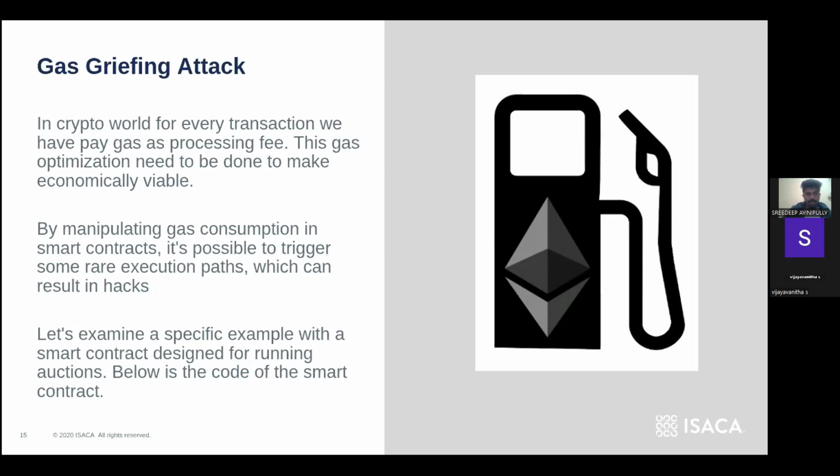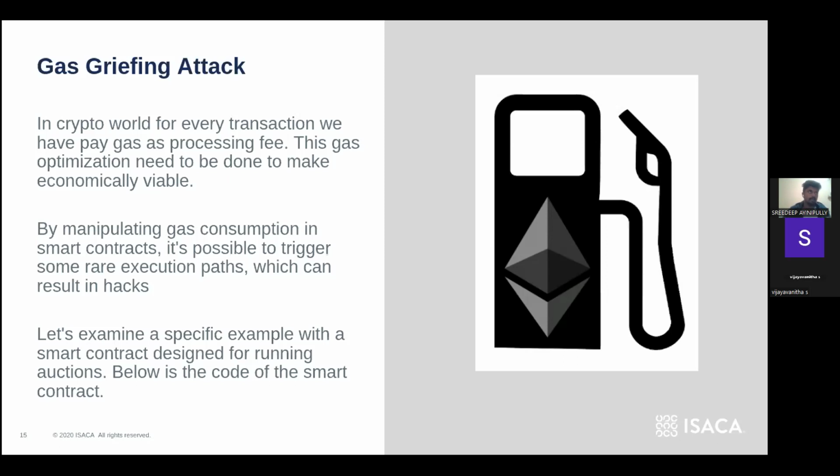That's resulting in you having to pay a huge amount as gas. So this is where the gas griefing attack comes into play. Sometimes I notice that AI can't predict the gas, because gas is really based on the execution of the particular thing.